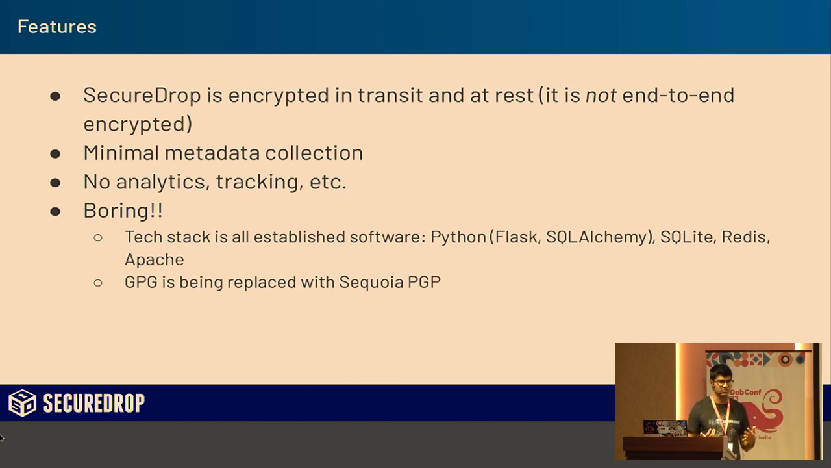Ultimately, SecureDrop is a very boring project, code-wise. There's nothing novel or interesting in it, in my opinion. The tech stack is all established software. It's a Python web application using Flask and SQLAlchemy, SQLite for the database, Redis for session storage, and Apache as the web server. And we've used GPG since the very beginning, but now we're starting to replace that with this new Rust project called Sequoia PGP, which avoids some of the issues we've run into with GPG.